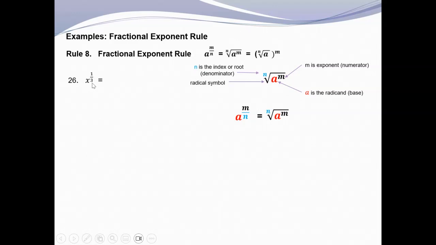Let's do number 26, okay? Let's convert it from exponential to a radical. This will give us the cube root of x by applying this rule here. Number 27, this will give us the 5th root of x cubed. This, right, the whole 3w is a radicand. So it's going to be the cube root of 3w squared.